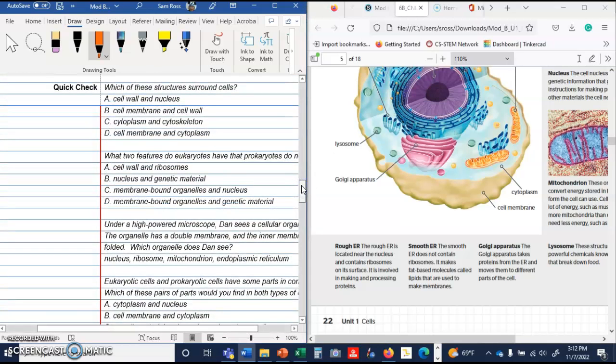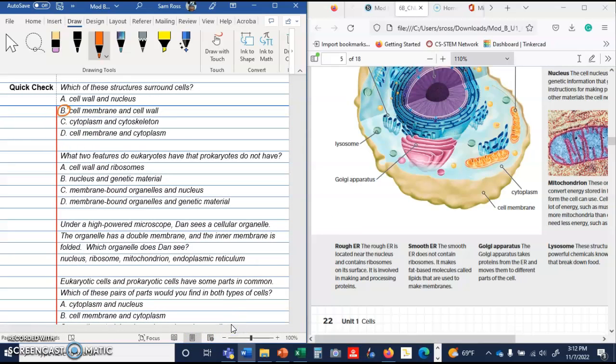Oh, we have quick checks. Okay. Which of these structures surround cells? That's going to be the cell membrane and the cell wall. Plant cells have a cell wall. Animal cells do not. What 2 features do eukaryotes have that prokaryotes do not have? That's membrane-bound organelles and a nucleus. So eukaryotes have membrane-bound organelles and a nucleus.